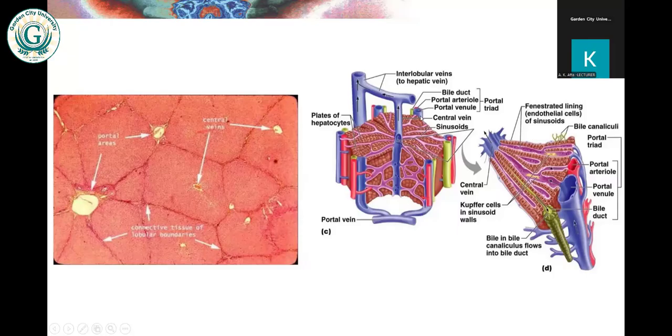At the corners, we have the portal triad. We know the portal triad: the portal vein, the hepatic artery, and the bile ducts. So you have liver cells, hepatocytes, radiating from the central vein into the bile ducts, into the portal area.